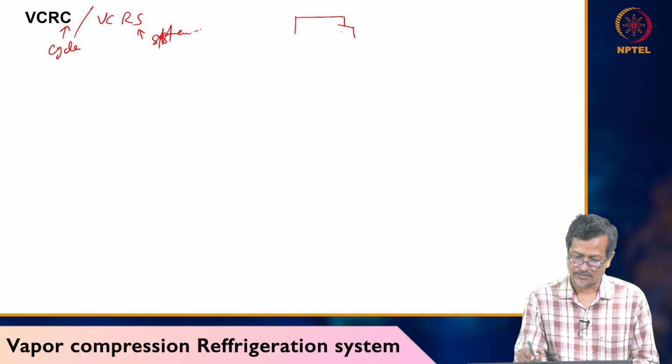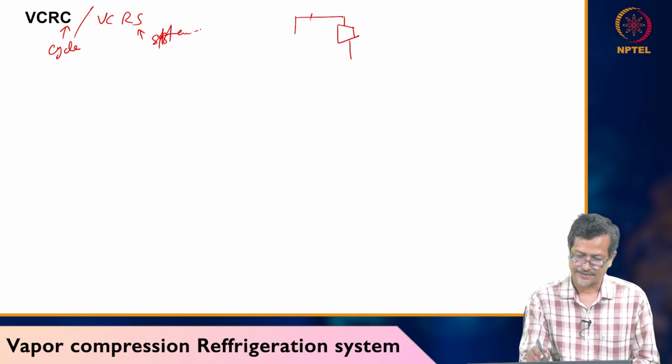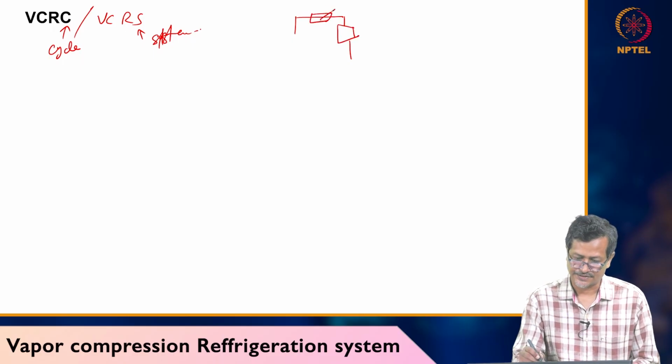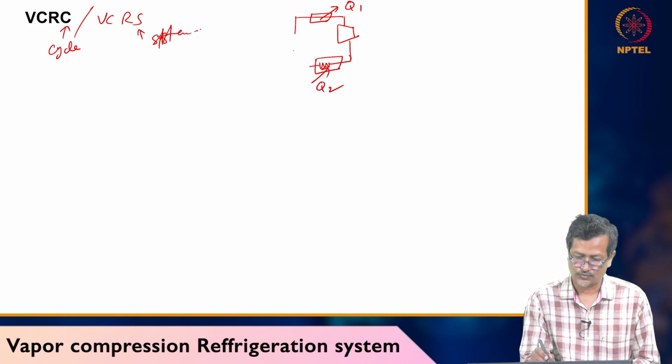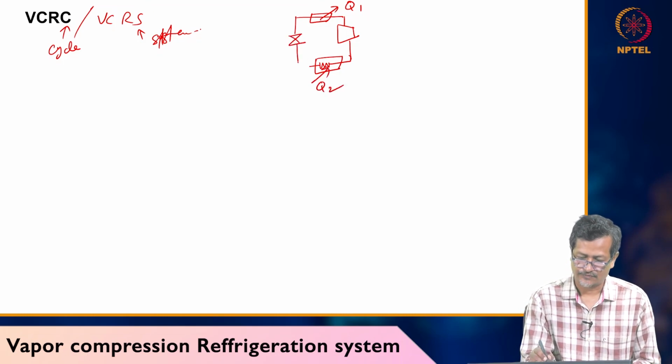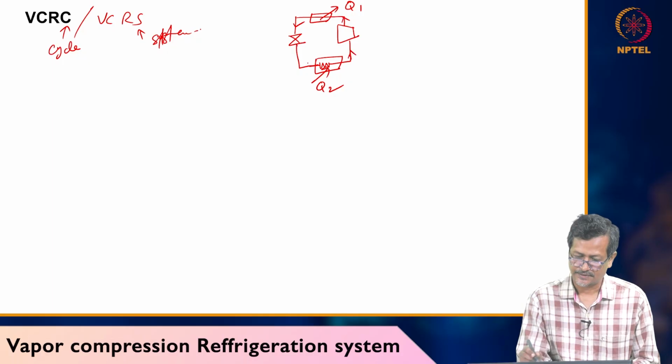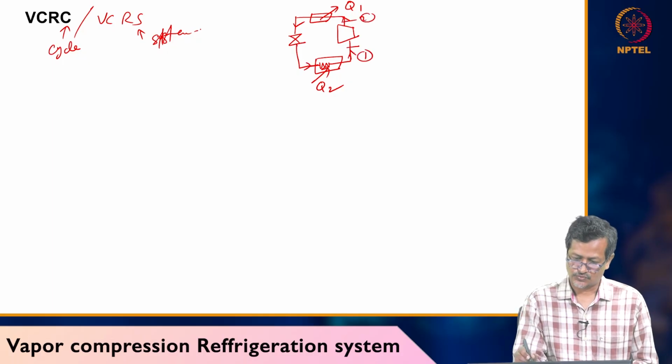So it will be like compressing, then your condenser is here, condenser means heat is getting rejected, then you have evaporator here. Evaporator will be taking heat Q2, you have throttle valve. Okay, now you should put arrow symbol 1 2 3 4.